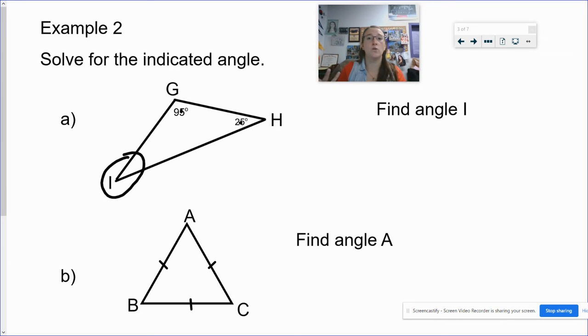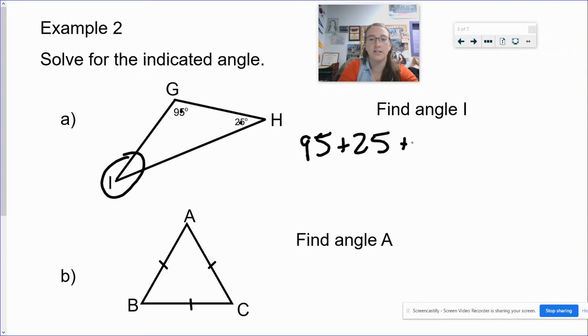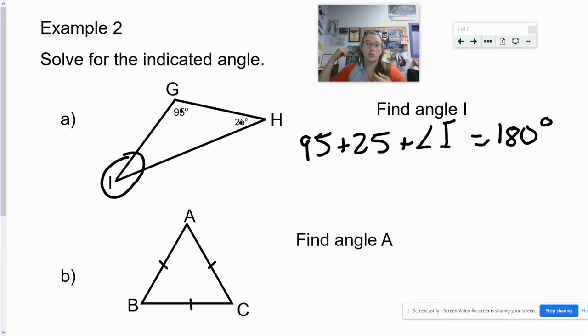So we can set this up as an equation. All 3 angles add to 180. Write that as an equation. 95 degrees plus 25 degrees plus angle I. All 3 angles add to equal 180. Again, guys, I know a lot of you have a hard time transitioning from a sentence to an equation. All 3 angles add to 180. That's the corresponding equation.